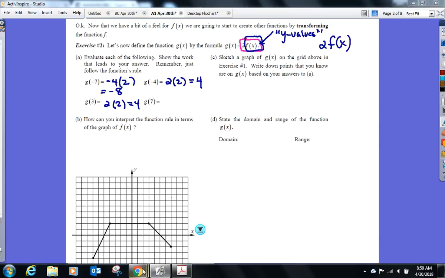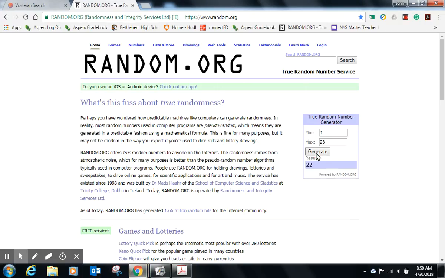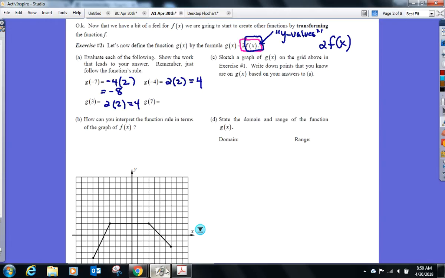G of 7, where am I now? -4, because I did 2 times -2. So I'm at -4.